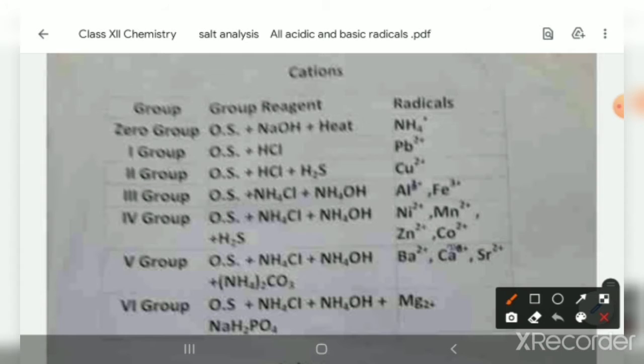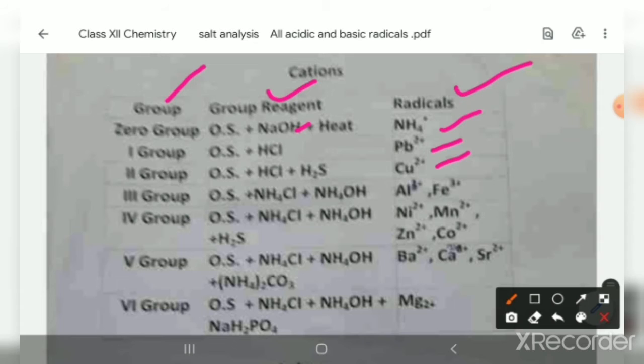So see here, the group number is given, the group reagent is given, and the radical is given. The zero group reagent is NaOH and ammonium, and in the first group you have to identify lead, and in the second group you have to identify copper. Some other radicals are also given in both the first and second groups, but these two are the important ones.